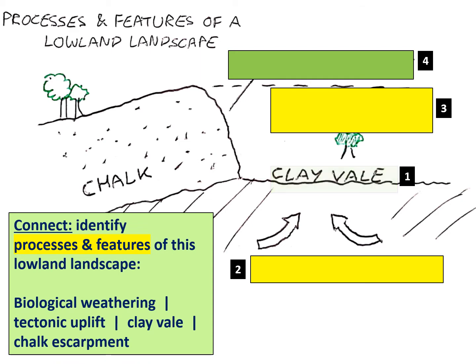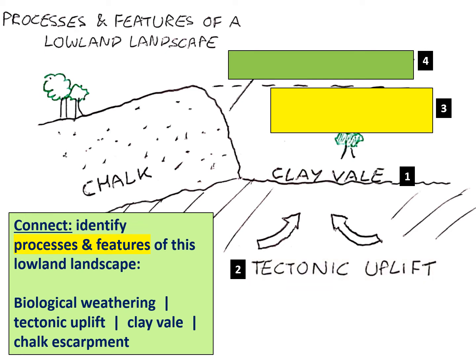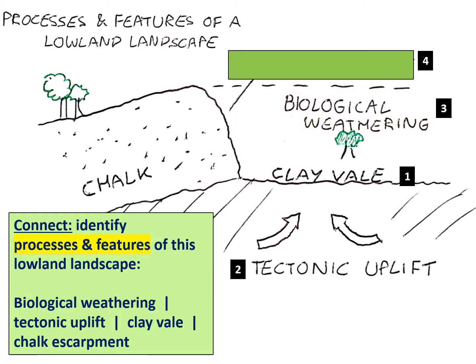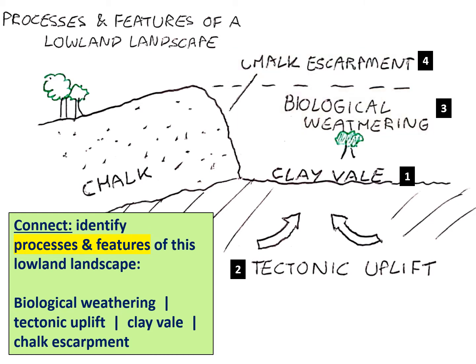Okay, number 1 was our clay vale. 2 was tectonic uplift, that process. 3 was biological weathering, another process. And 4 was our last feature, the chalk escarpment.